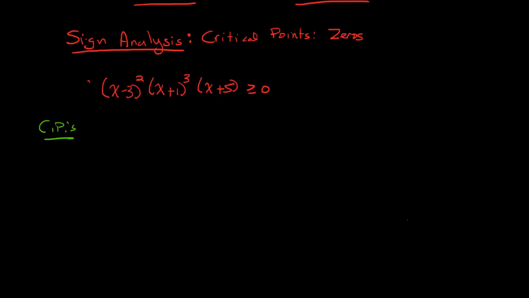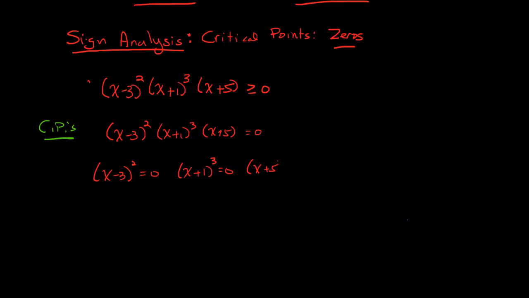If we want to identify the critical points, that's going to be the zeros of our polynomial. We're going to have to set this polynomial equal to 0. So we can split this up and set (x minus 3) squared equal to 0, (x plus 1) cubed equal to 0, and x plus 5 equal to 0. We spent a lot of time graphing polynomials, so solving for these zeros should be relatively easy. We would take the square root of both sides. Solving this portion, we would get x equals 3.